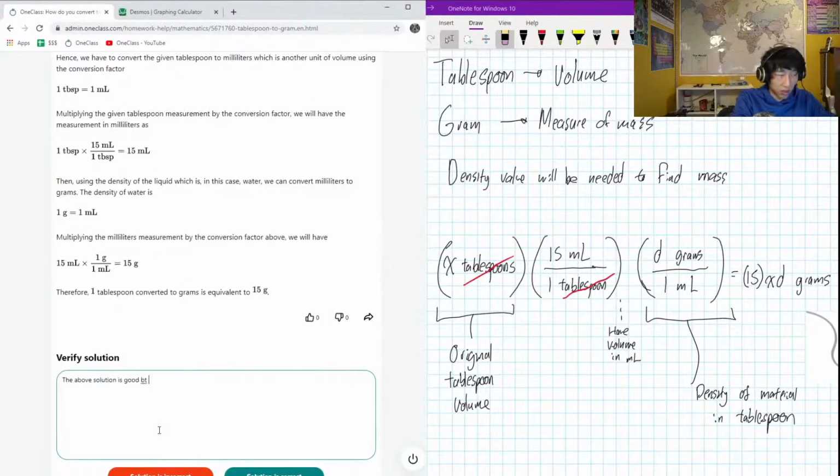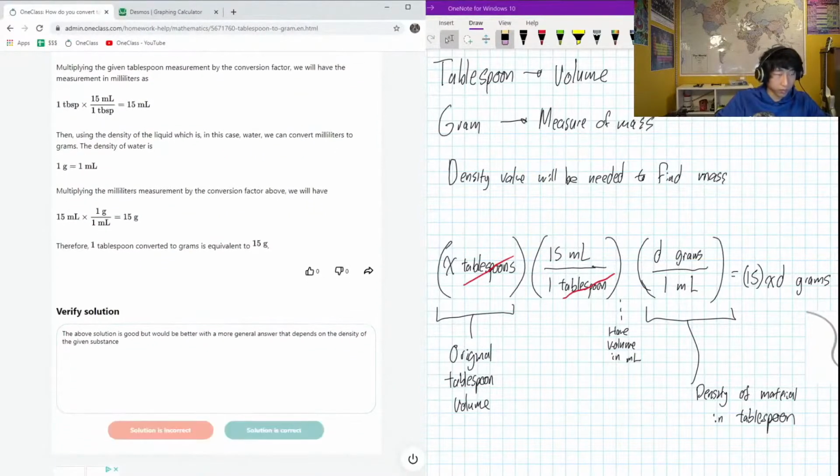So the above solution is good, but it would be better with a more general answer that depends on the density of the given substance. Cool.